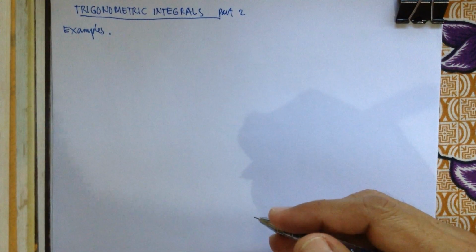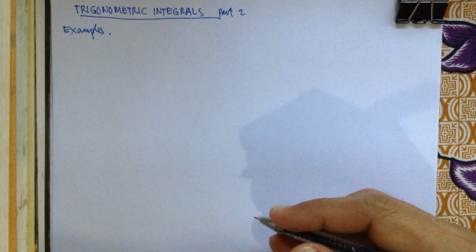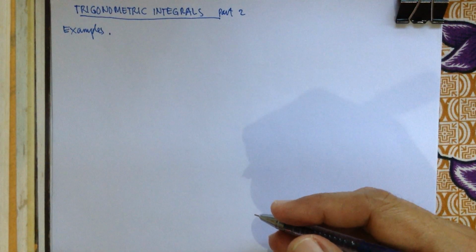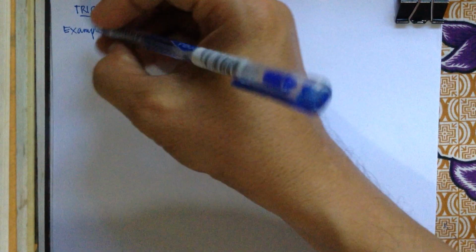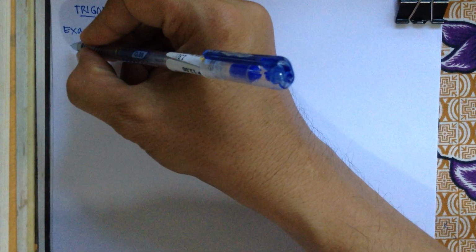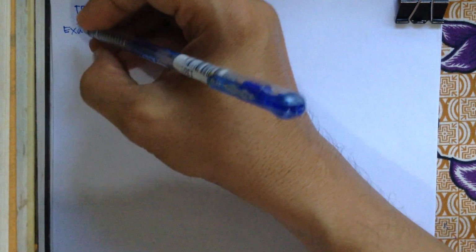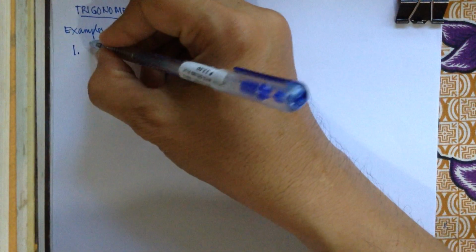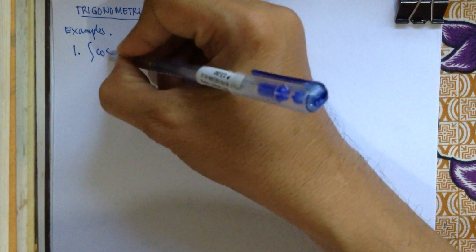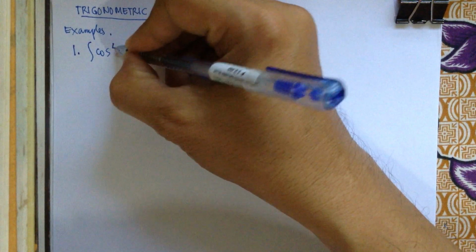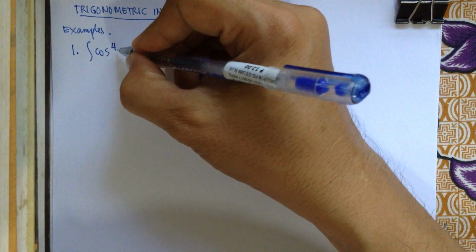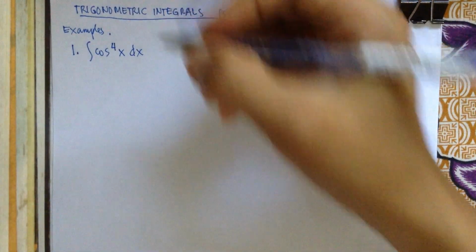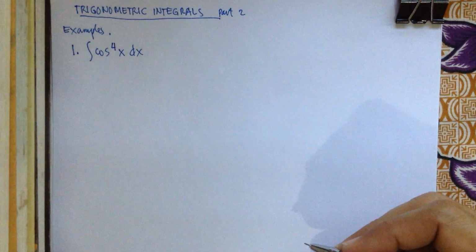Okay, it's a continuation of our video in trigonometric integrals. We'll consider this time two examples. The first one is the integral of cosine to the fourth of x dx. Okay, that's our first example for today.